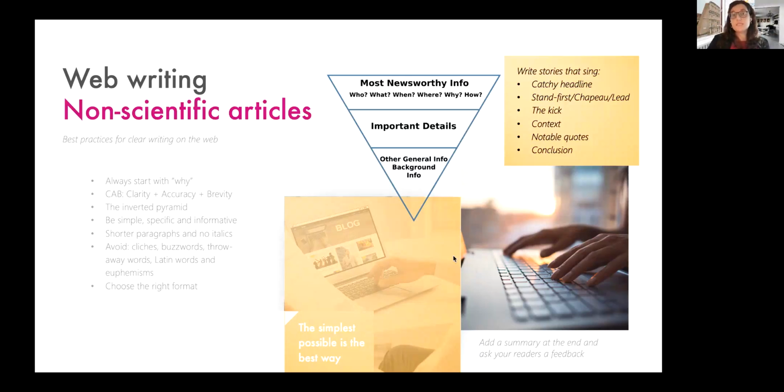When you want to improve, you can always write also a short summary at the end of your article, and also ask your readers for feedback. That's something that doesn't cost you basically any big effort, but can be very, very useful to improve.